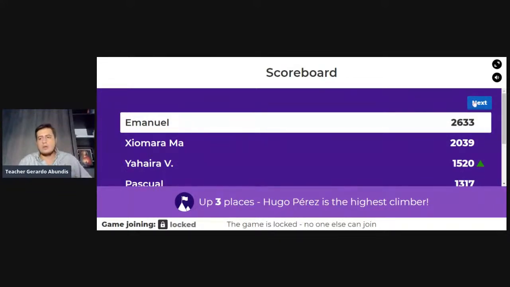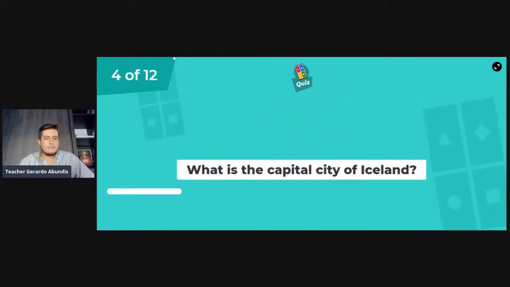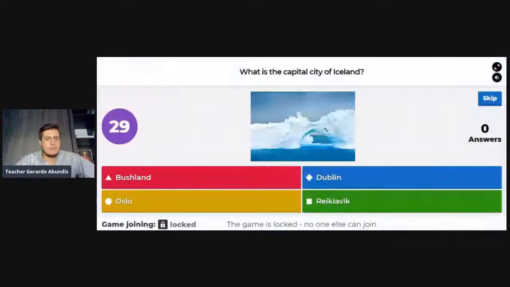Question number 4. There you go. Quiz. What is the capital city of Iceland? Bushland, Dublin, Oslo, Reykjavik. Choose the best answer. Hurry up. We have only 5 seconds.